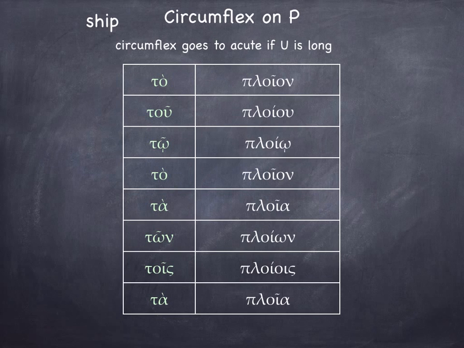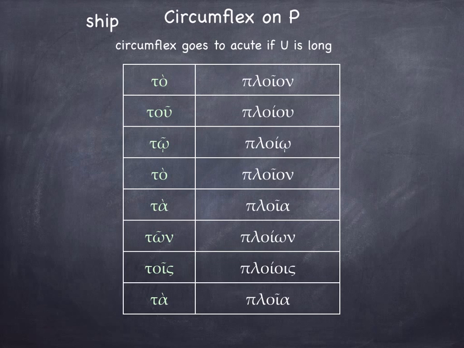Okay, so let's look at the neuter, which is the easiest one. We can see that it has a circumflex on the penult, and then in the genitive and dative singular, we have an acute because that ending is long. Then we have a circumflex on the nominative and accusative. Nominative plural, we have a circumflex because that ending is short. In the genitive and dative, again, we have the acute because the endings are long. And in the neuter plural accusative, we have the circumflex.